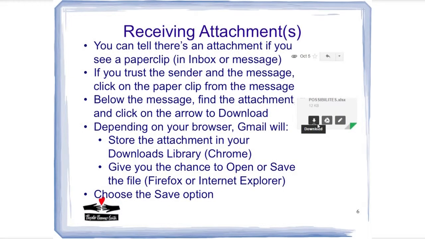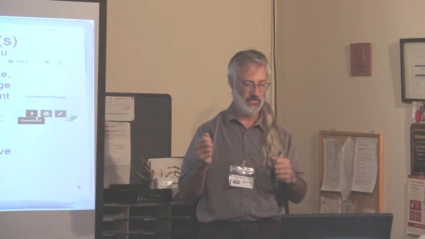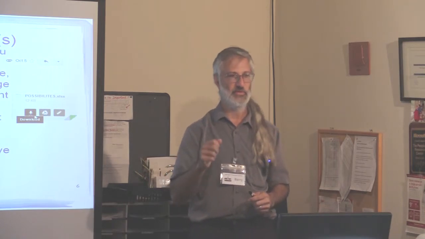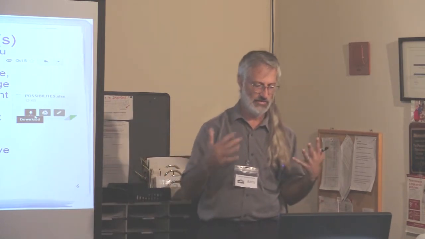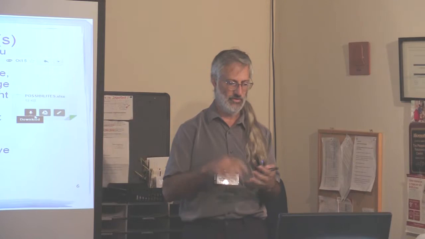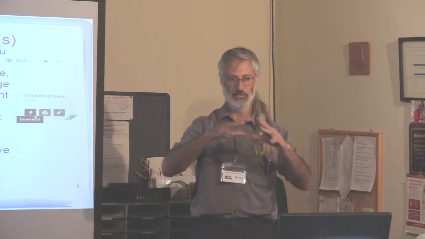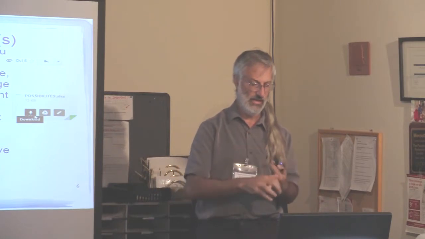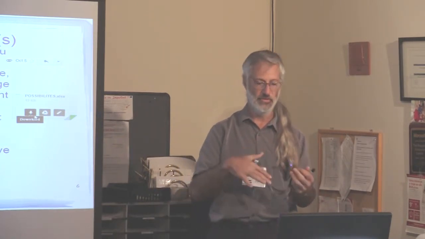When you receive an attachment, you can tell there's an attachment when, from your inbox, there's a little paperclip on the message. If you trust the sender and the message, then you can click on the message, and it'll show you what the attachments are, and you can click on the attachments and choose to download them to your computer.